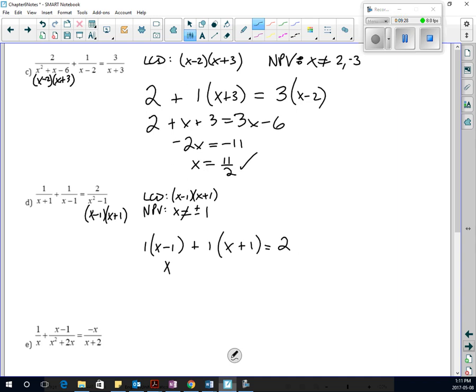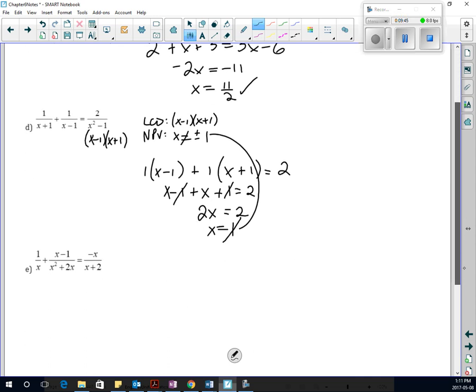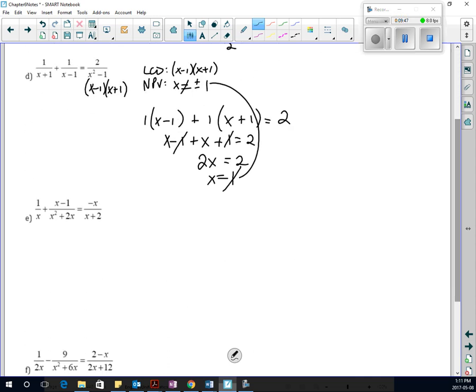So I get x minus 1 plus x plus 1 equals 2. So I get 2x, the 1's cancel, equals 2. So x equals 1. Except that was one of my non-permissibles, so now I need to reject it. Since I have no other choices for solution after I rejected, that means there is no solution.